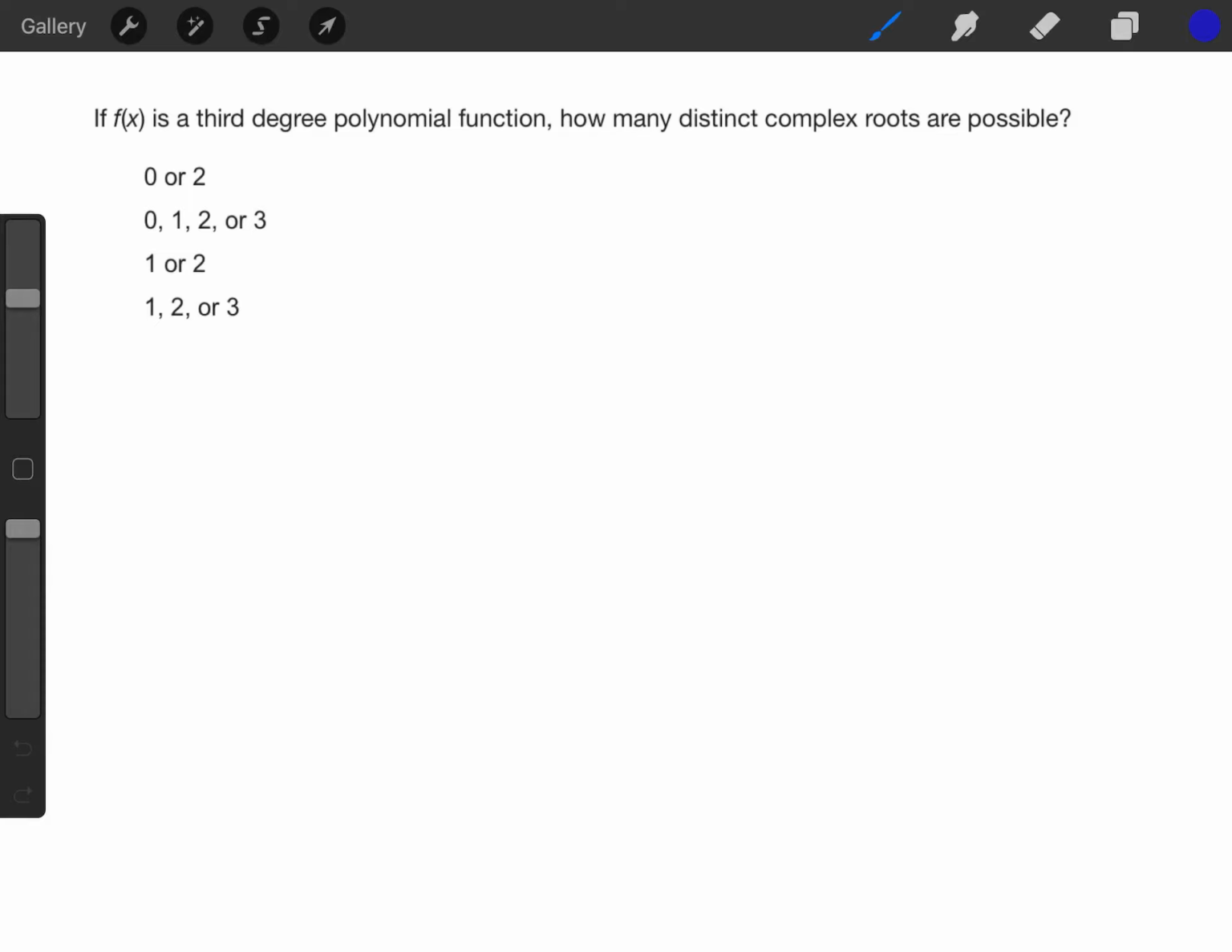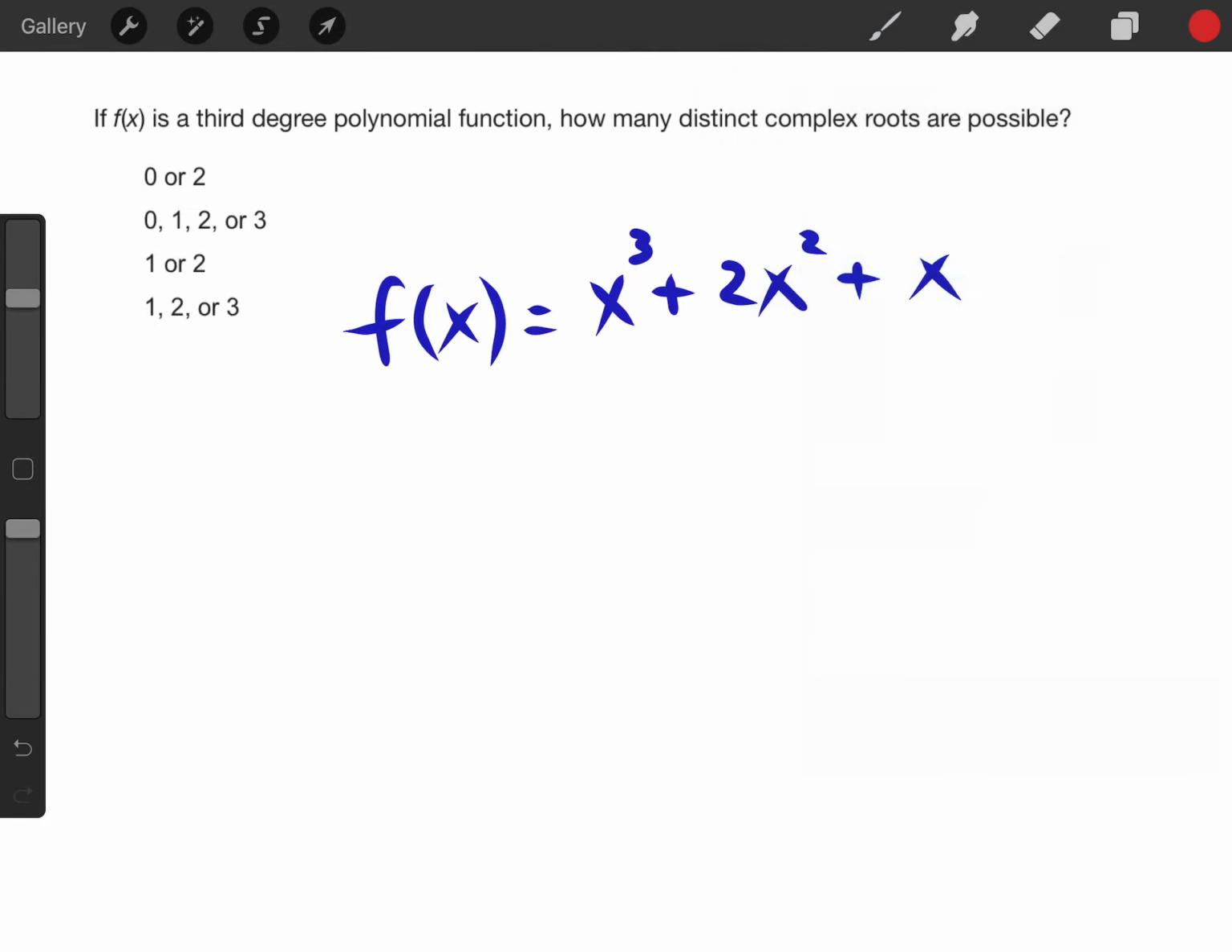Alright, so the first one is asking: if f of x is a third degree polynomial function, how many distinct complex roots are possible? Let me explain what's going on over here. If f of x is a third degree polynomial function, it means the highest degree is going to be x to the third power. I'm just going to randomly write the rest. But the most important thing is that you focus on the highest degree, which is 3. The degree equals 3, which means you can make an analysis on this.